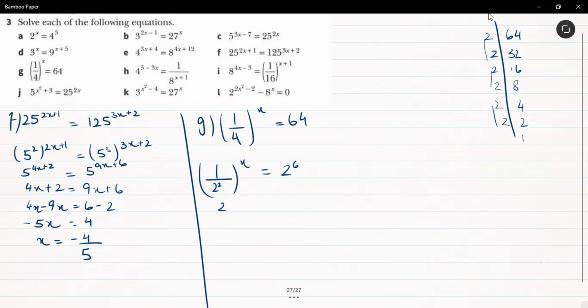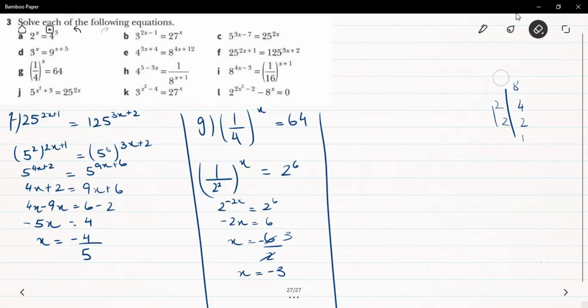So 2 raised to the power negative 2x is equal to 2 raised to the power 6, and negative 2x is equal to 6. x is equal to 6 over negative 2. So 2 ones are 2, 2 threes are 6, and x is equal to negative 3. That's it for part G.